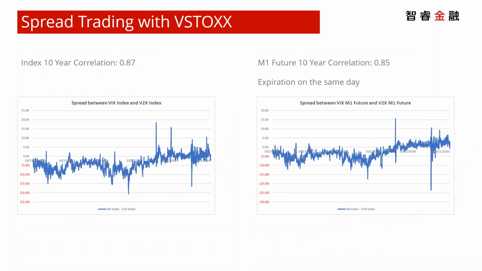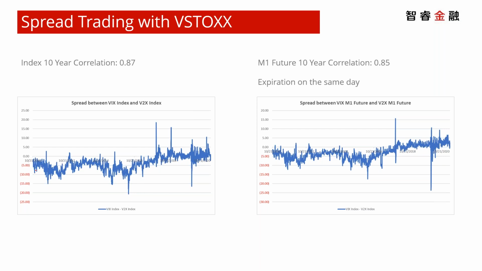So the fourth one is to trade a spread trading strategy with other volatility futures. In this example, I'm using the VSTOXX. VSTOXX is the volatility future for the flagship Euro Stoxx 50 index, and this is the most heavily traded volatility future in Europe. But relatively speaking, the liquidity is quite low compared to the VIX futures.